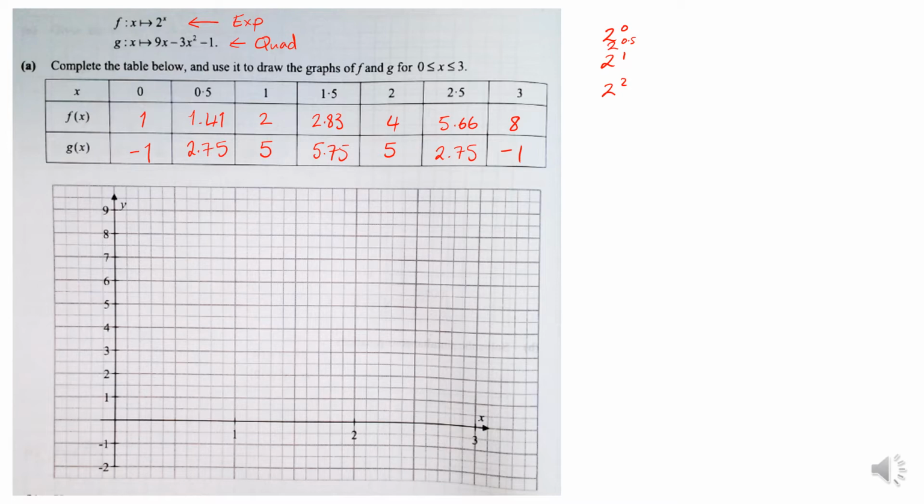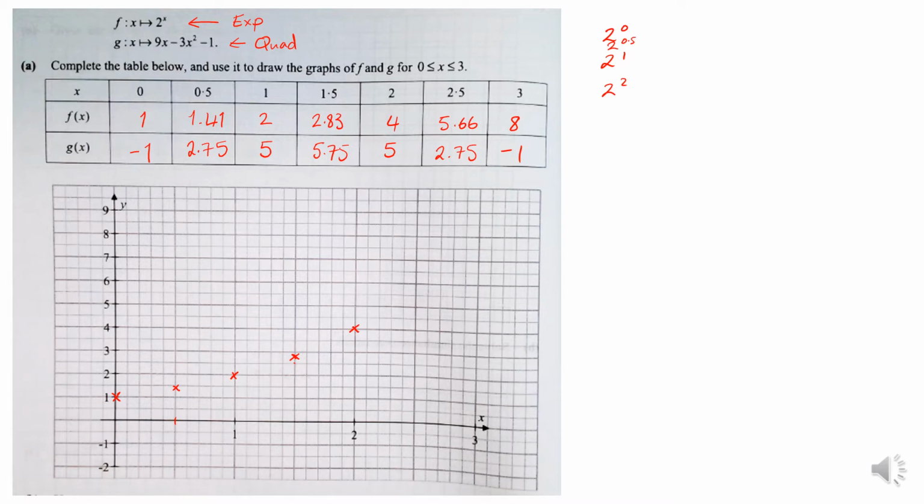So let's start with f. When x is 0, f of x is 1. Okay, when x is 0.5, f of x is 1.41, so we do our best in estimation, so just before 1.5. When x is 1, f is 2. When x is 1.5, f is 2.83, so 2.5 is there, so closer to 3. So there's an element of estimation.